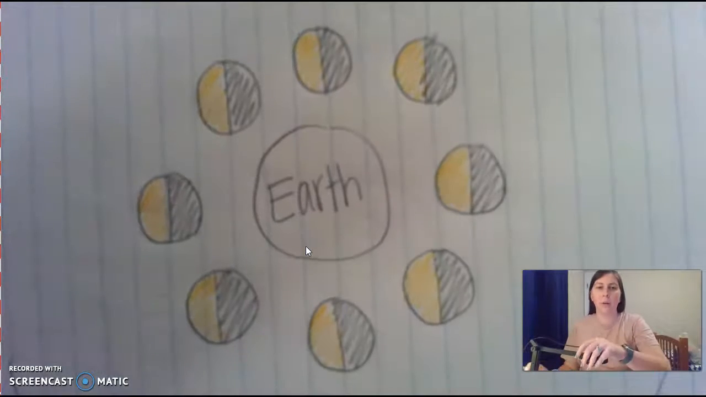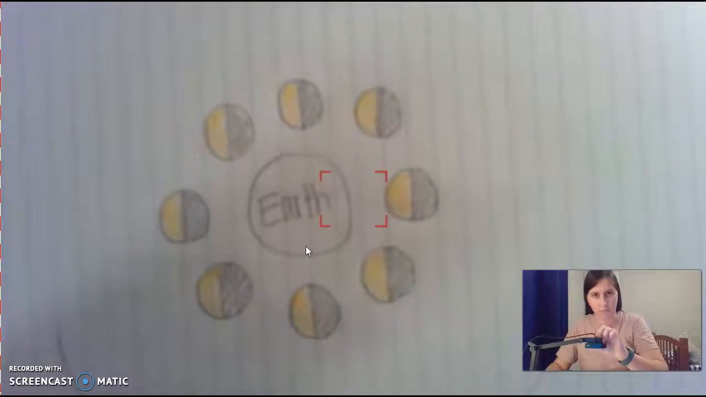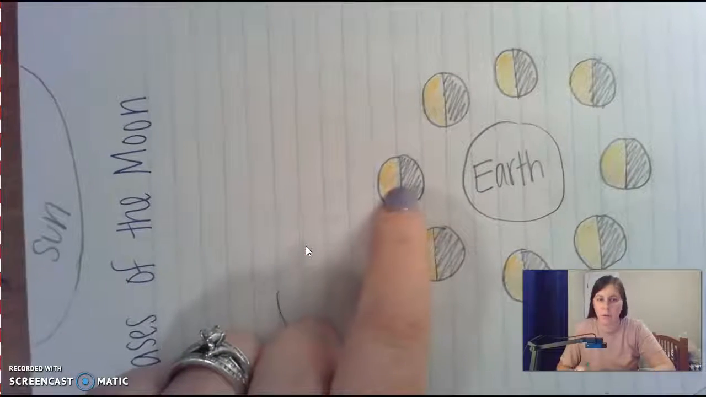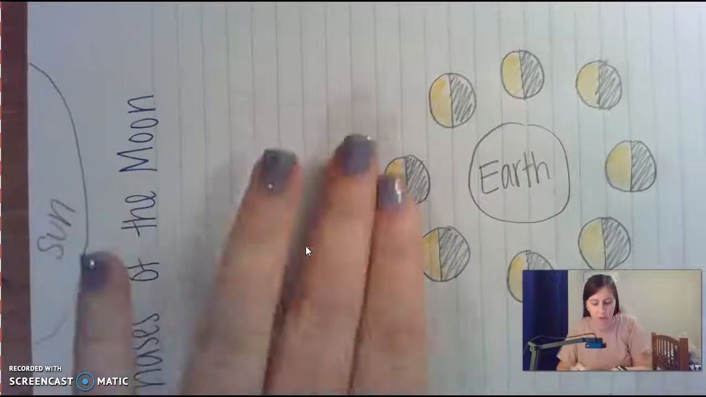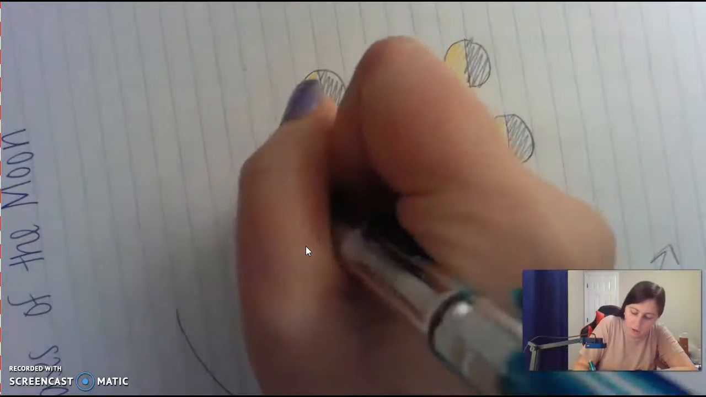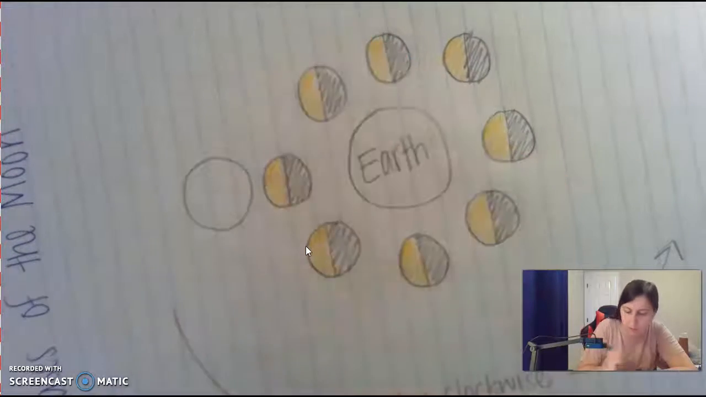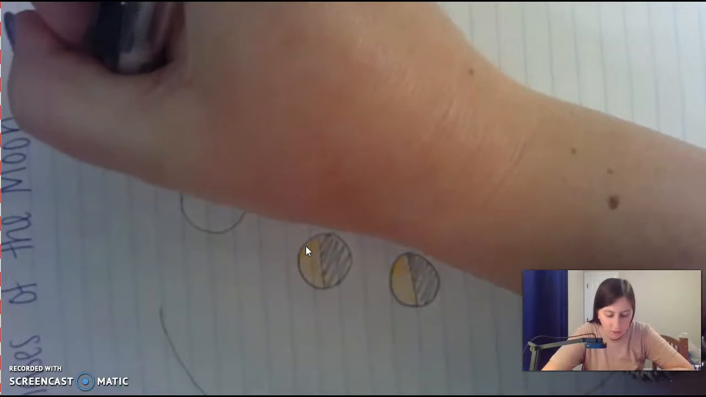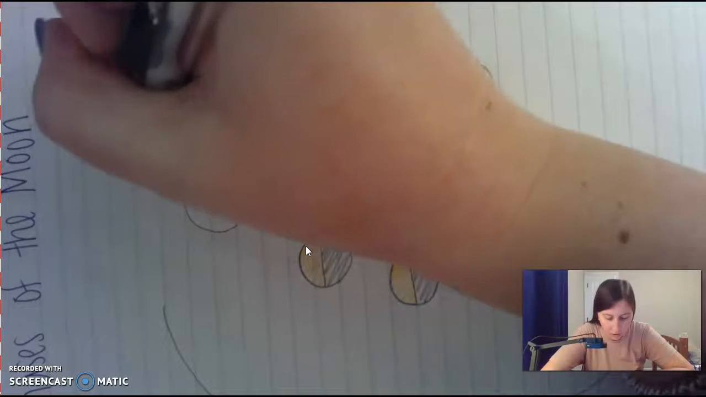So we need to know how the moon looks from Earth. We're going to start right here with this moon that's in between our Earth and our sun. When we have these lined up, sun, moon, Earth, that will always give us a new moon. So right next to this, I'm going to draw another circle. This circle shows us how it looks from Earth.